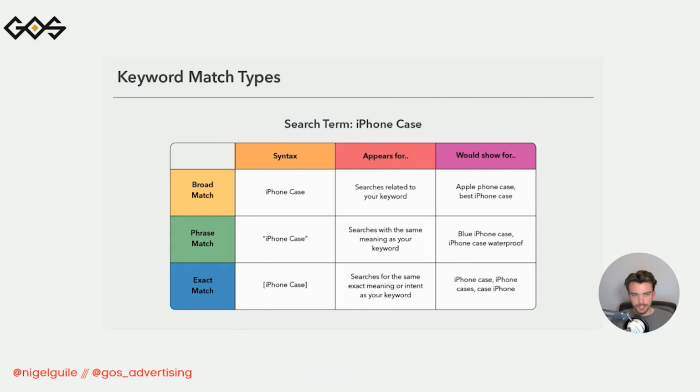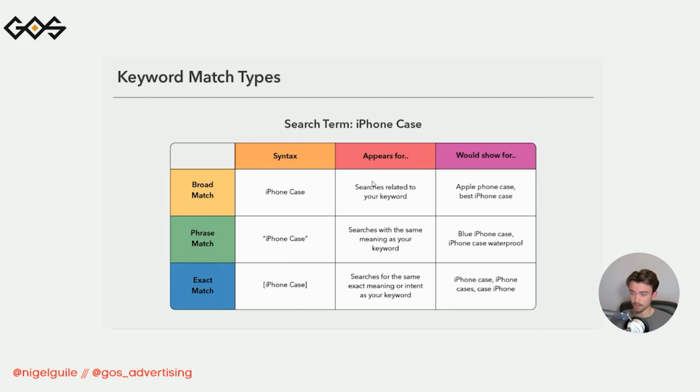All right, guys. So we're actually going to go over some keyword match types, right? So what is the difference between broad match keywords, phrase match keywords, and exact match? So take, our search term is an iPhone case, right? So with broad match, there's no asterisks or quotations. iPhone case is broad, so that means searches related to your keyword will appear. So if someone puts iPhone 10 case, that'll show up. iPhone 12 case, iPhone 14 case.